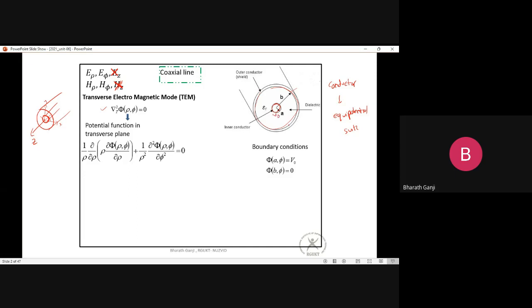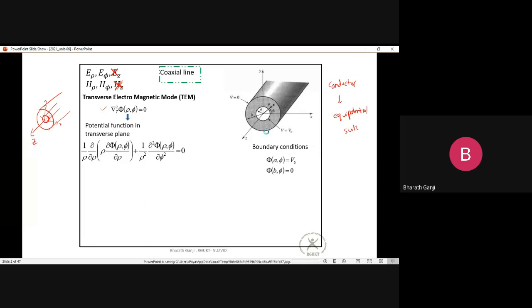So on the center conductor, let me take it at V naught and the outer one at zero. I'm assuming that if a TEM wave, a transverse electromagnetic wave, exists, then these two conductors should be at different potentials. So the inner conductor is at some potential V naught and the outer conductor is at potential zero. We know the coordinate system: this is X, this is Y, phi is the angle you make with the X axis, rho is the radial distance, and Z is the wave direction, perpendicular to this plane.